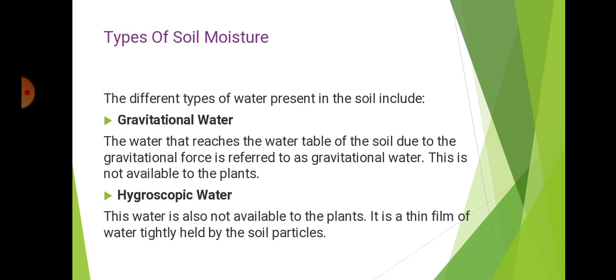Then types of soil moisture. The different types of water present in the soil include: first one is gravitational water. The water that reaches the water table of the soil due to the gravitational force is referred to as gravitational water. This is not available to the plants.